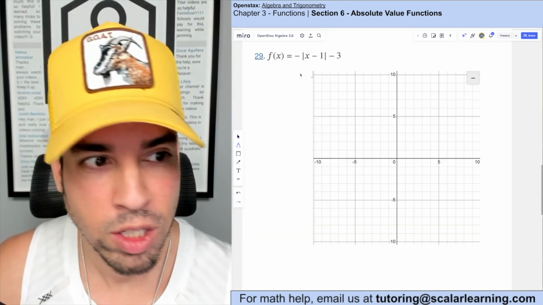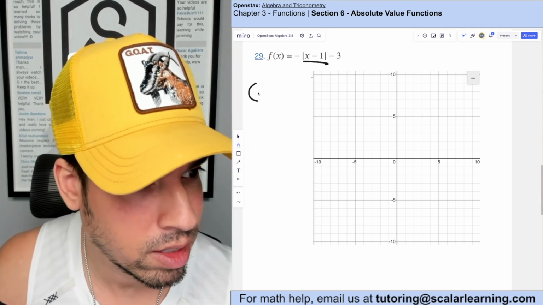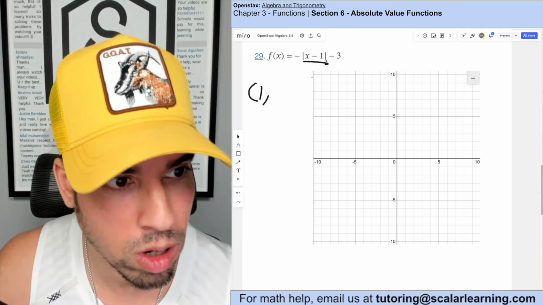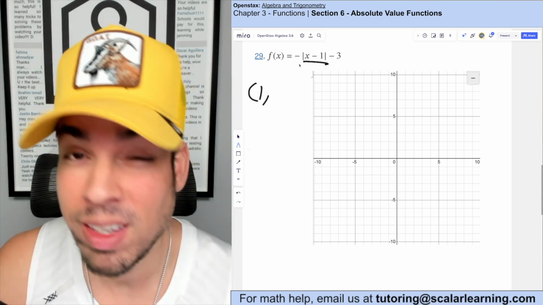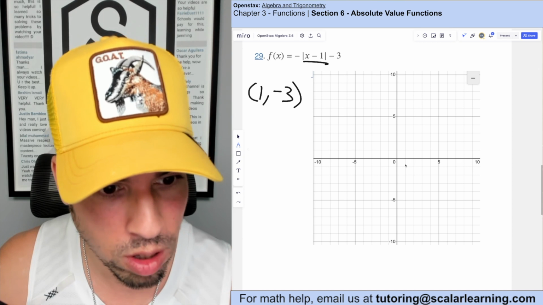Boom, done. For this one, we're going to start off with the vertex, aka when is this going to zero out? That's when x equals 1. And then you plug in 1. 1 minus 1 is 0. Negative 0 is just 0. Minus 3 is negative 3, and there's our vertex, 1, negative 3.